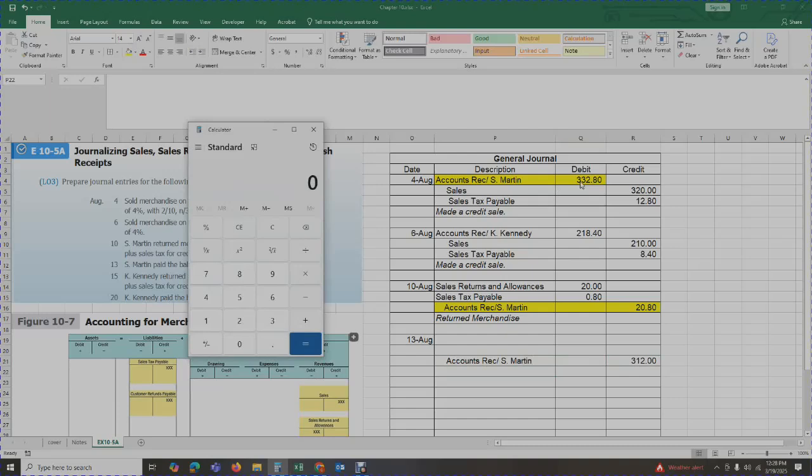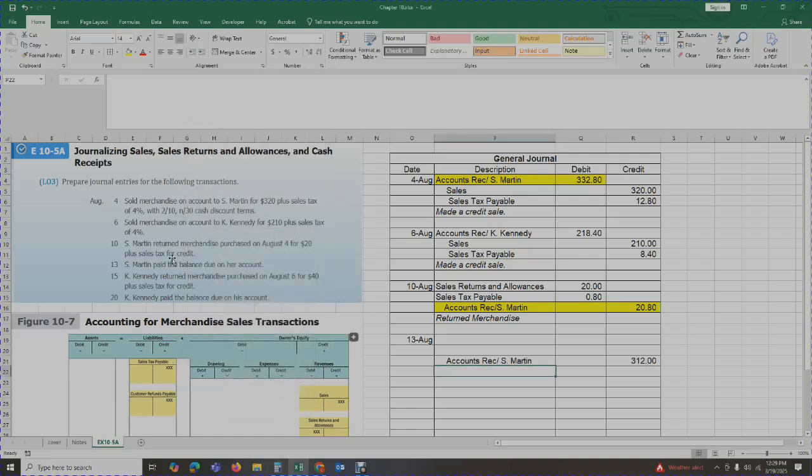Well, we got the debit of $332.80 minus the return. We had a credit of $20.80. That means as of today, Martin owes me $312. That is the amount sitting on the receivable. That is what I'm going to clear for Martin. That way, as of August the 13th, Martin will no longer owe me anything.